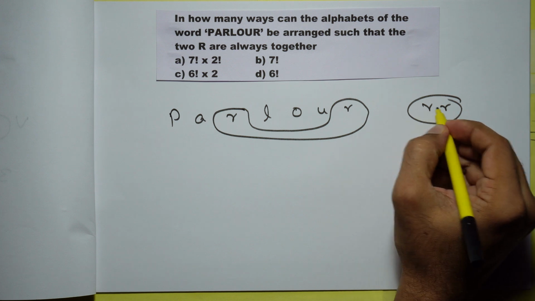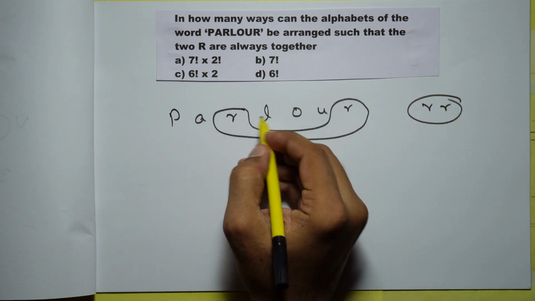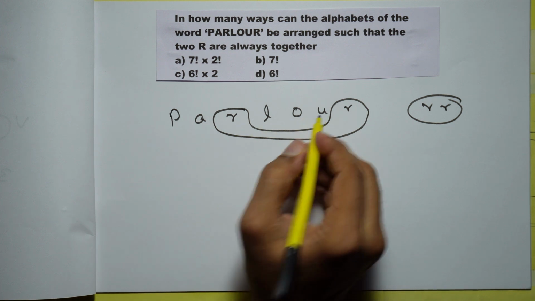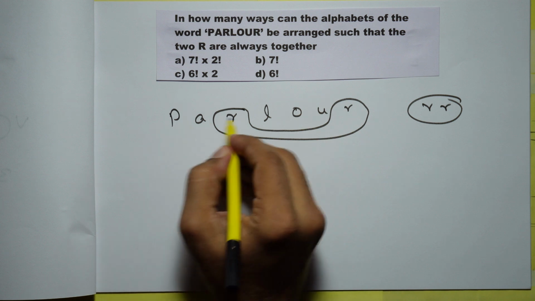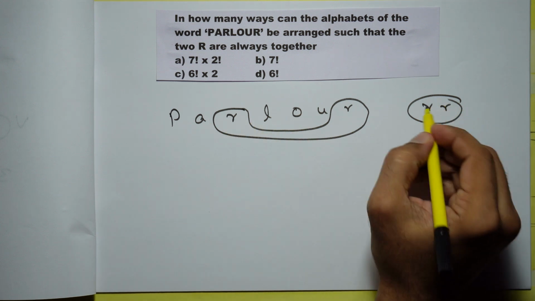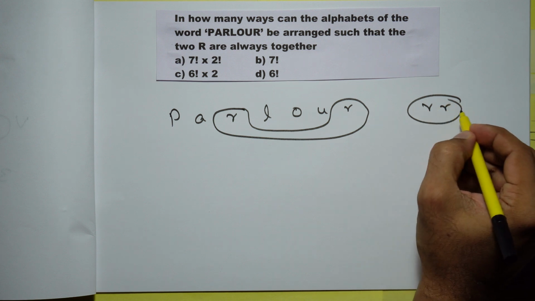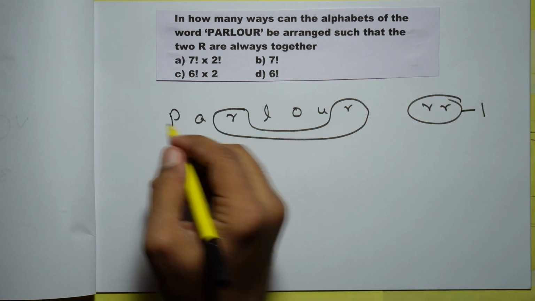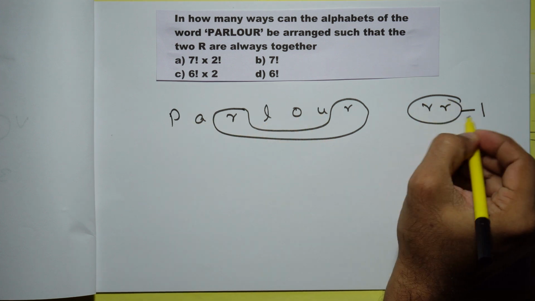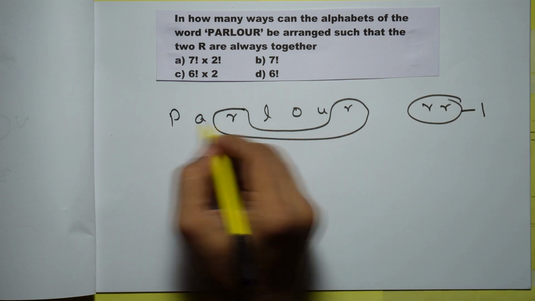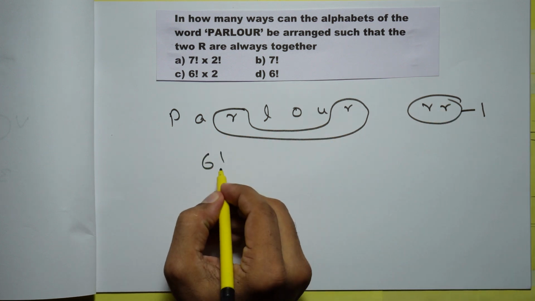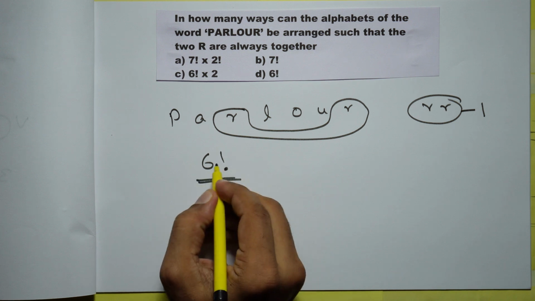So if you remove this one alphabet, remaining here you have 5 alphabets. That is P-A-L-O-U, these 5 alphabets are there, and this one alphabet is also there. The two R's are brought together and treated as one alphabet. So these 5 plus this one, effectively 6 of them, and they can be interchanged among themselves in 6 factorial ways.